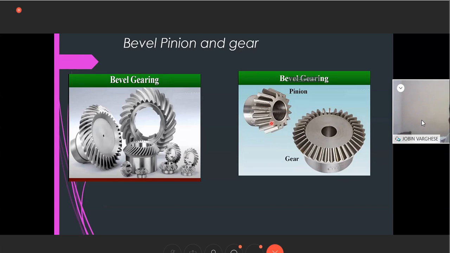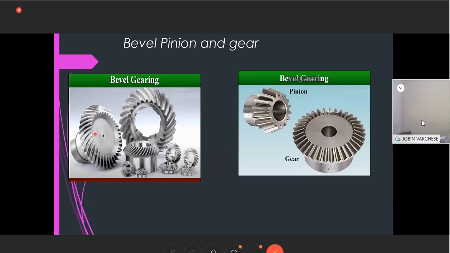There is one more important factor: we cannot combine a bevel gear with a spur gear, a helical gear, or a worm gear. Bevel gearing should have the pinion and gear both in the same shape, with the same module and the same pitch cone. It's a conical surface, and you can see I can extend it towards the apex.